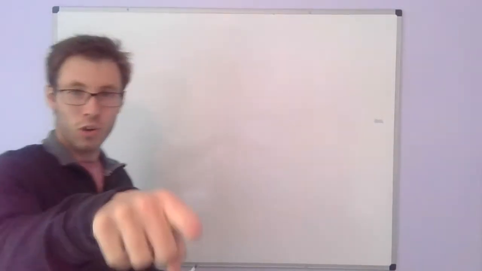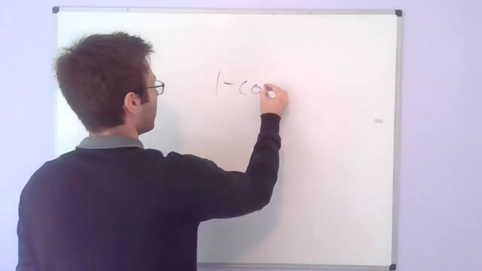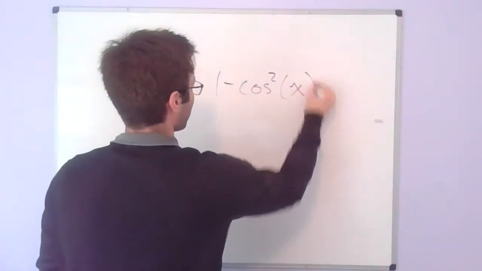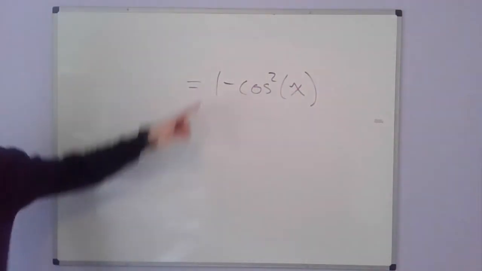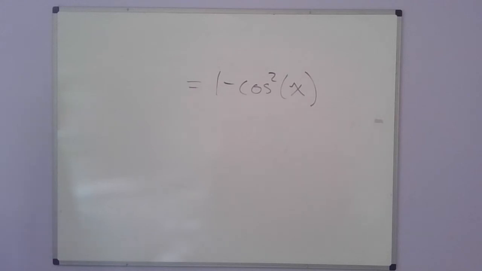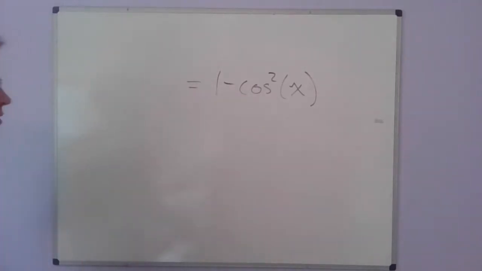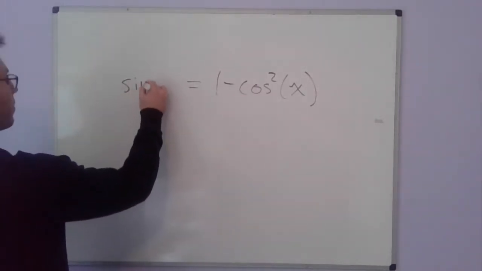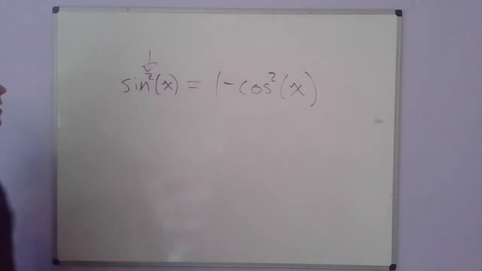All right, quick question right here. What's 1 minus cosine squared of x equal to? What does that equal? You see that? 1 minus cosine squared x. What do you think of? The c goes with the x, the other one. So this is sine squared x. And remember that 2 right there. That's important.